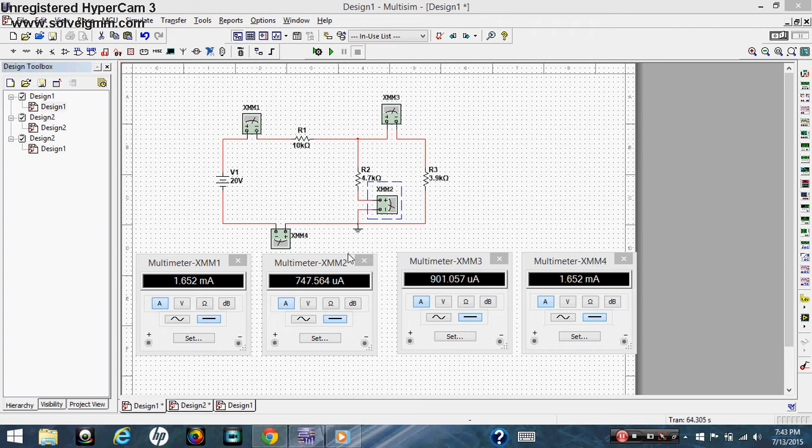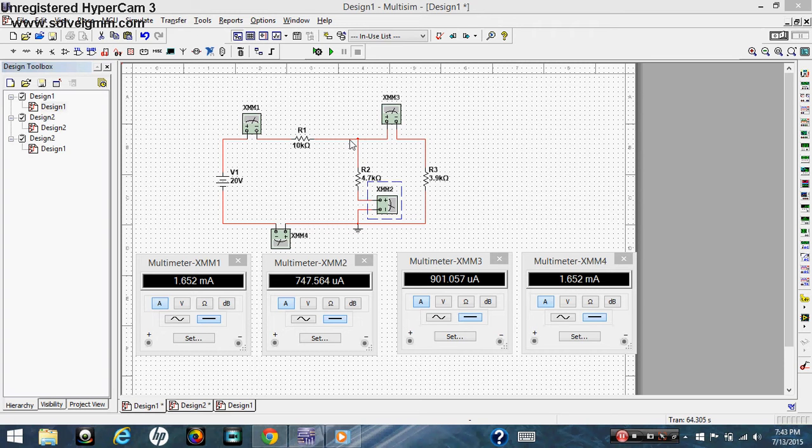and here it gives you 747.564 microamps. For our I3, it's connected end to end with R3 to give you 901.057 microamps, and the current entering, that's I1, that's KCL, Kirchhoff's current law.